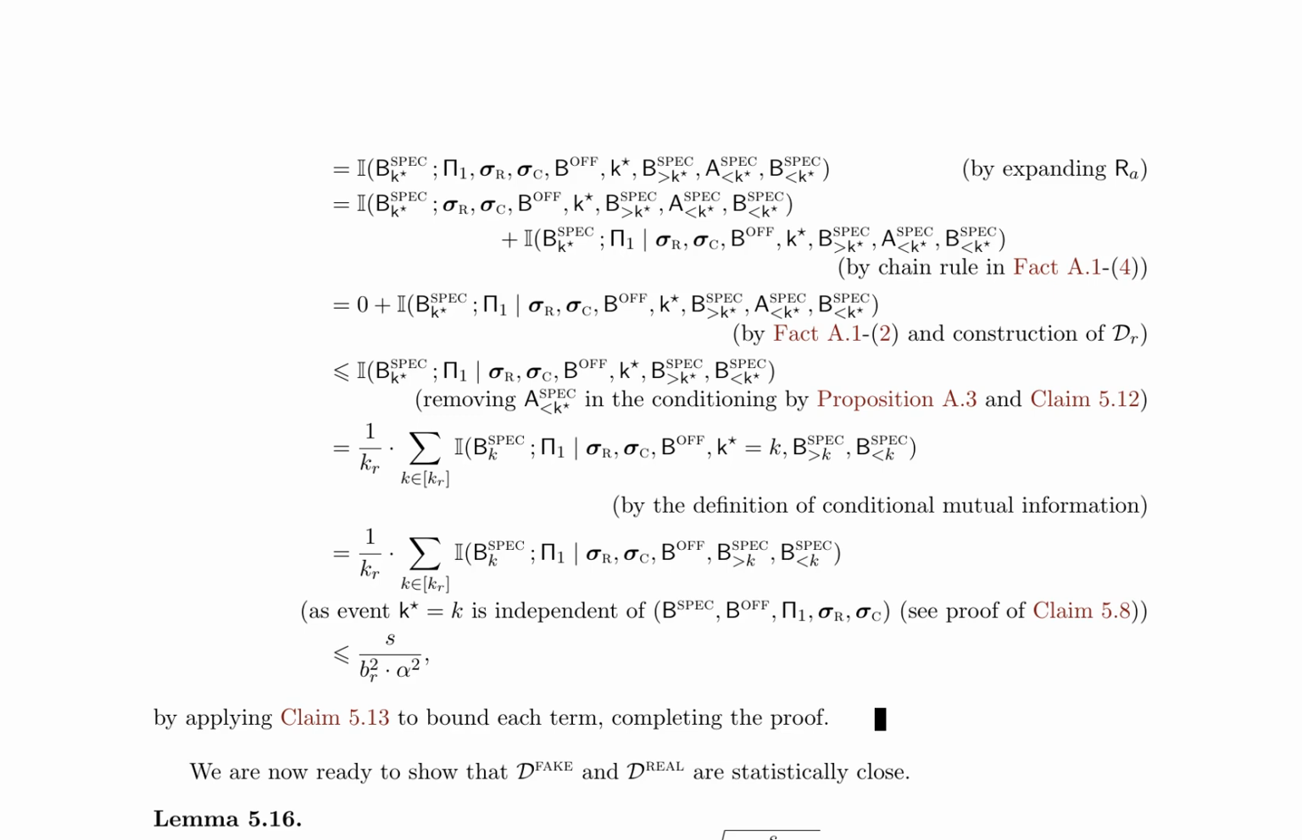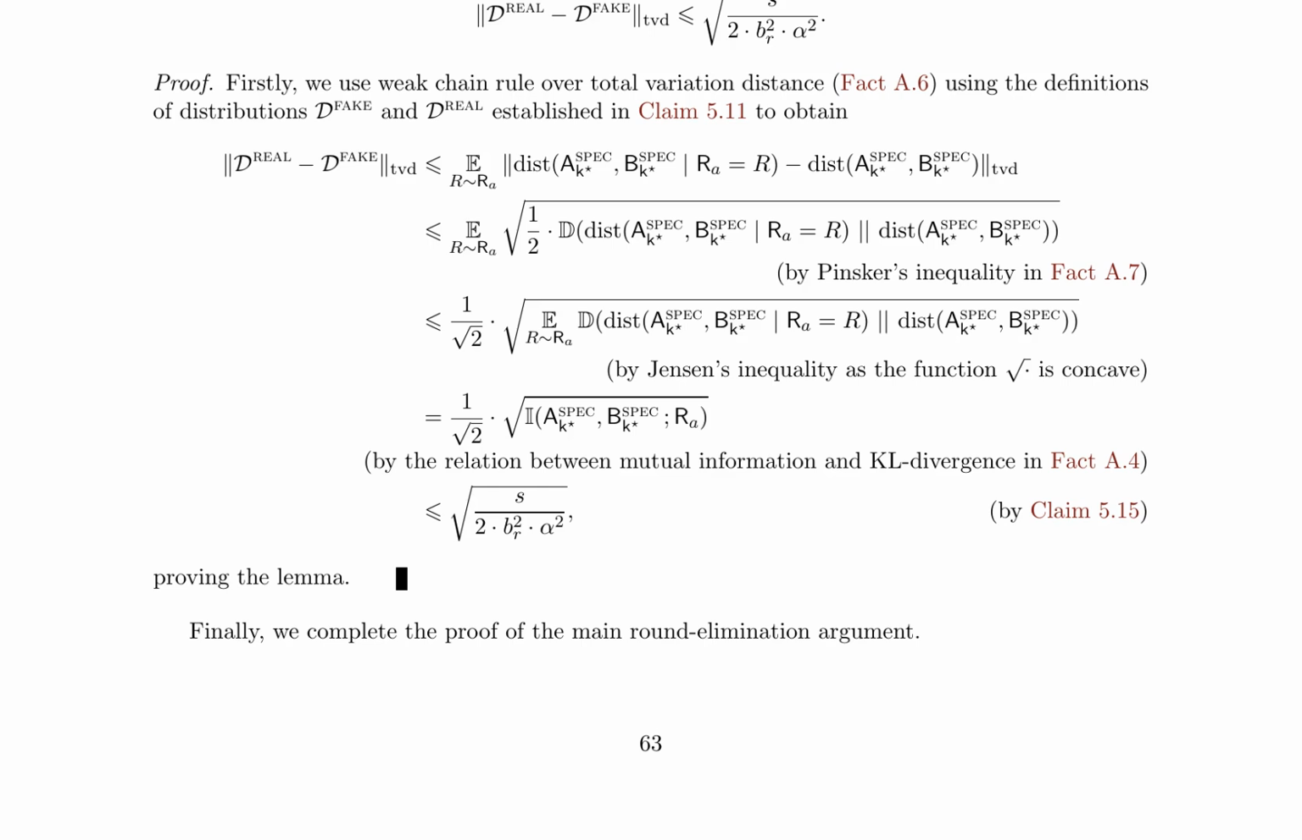mutual information to rewrite the term as a sum of individual mutual information terms, sum over k in K_R of I(B_spec^k; Π1, Σr, Σc, buff^k | K = k, B_spec^{>k}, B_spec^{<k}). They argue that the event K = k is independent of the variables B_spec, buff, Π1, Σr, Σc, allowing them to simplify the expression further.